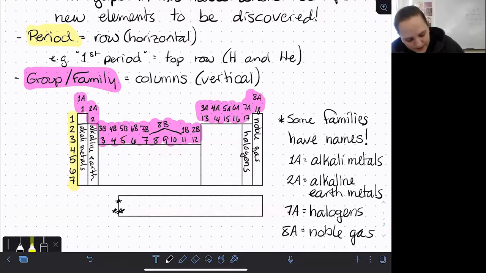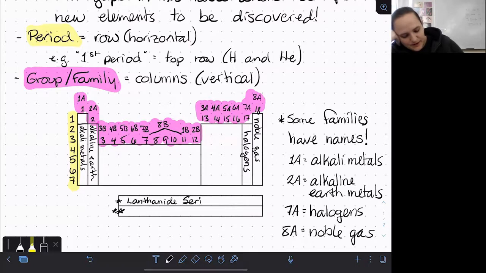We do also have names for the rows of this weird little block down here. The top row here is referred to as the lanthanide series. The first element in this row is lanthanum, so that's what it's named for.